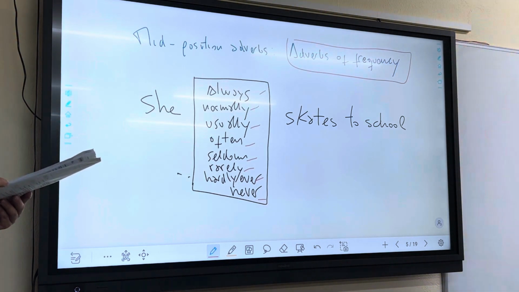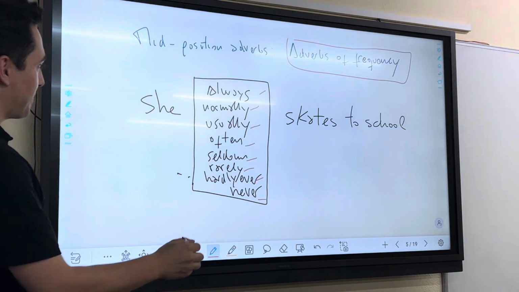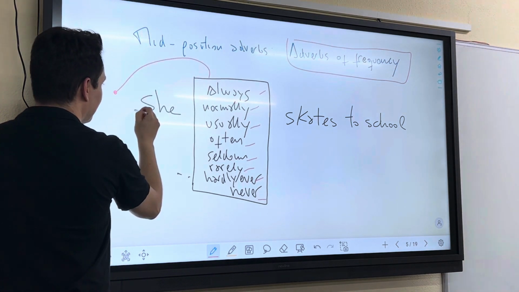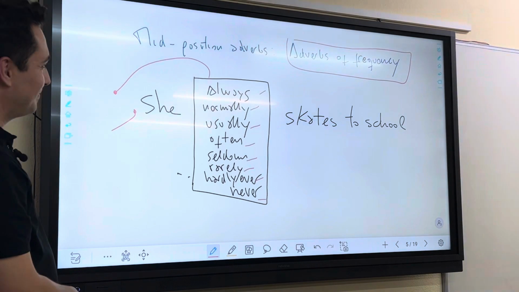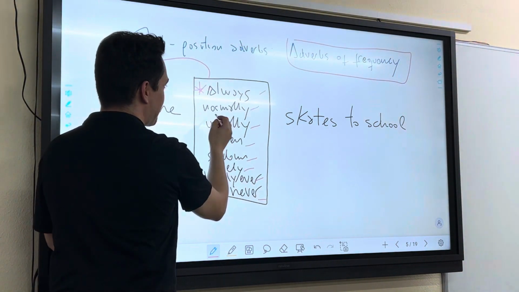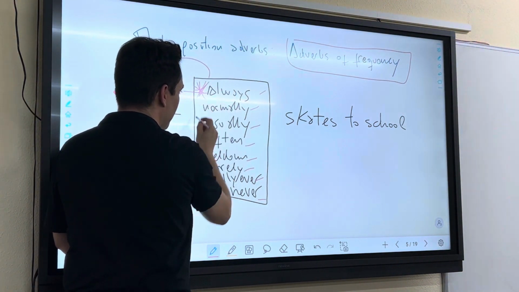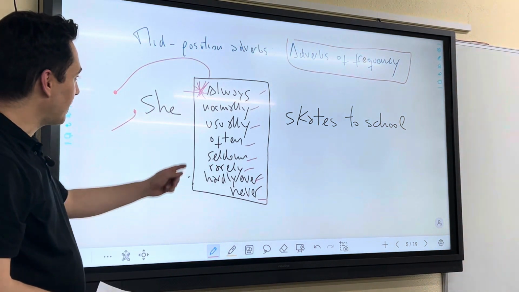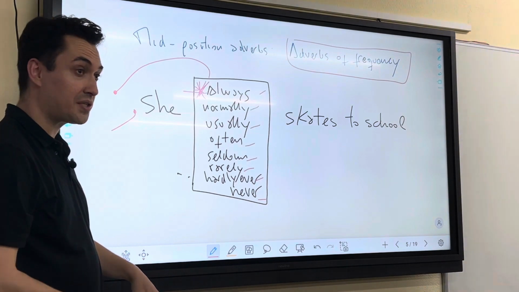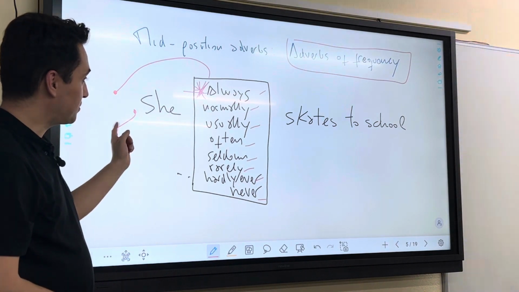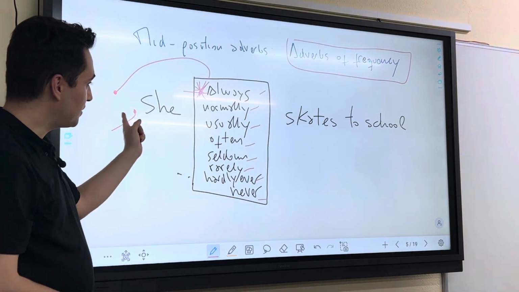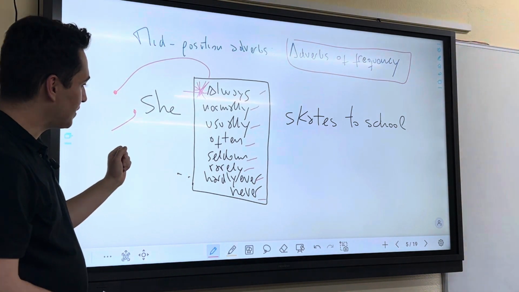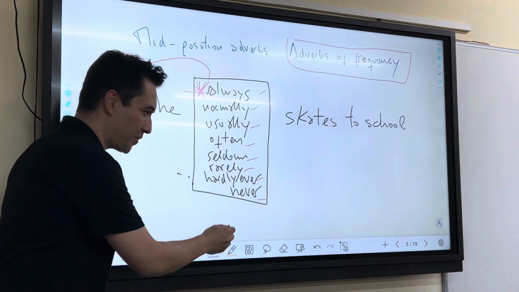Nonetheless, is there any other way? Can you place them at the beginning? Let's see what happens. "Always" sounds very weird at the beginning. No. But the rest, okay. "Normally, she skates to school." "Usually, she skates to school." "Often, she skates to school." "Seldom, she skates." "Rarely, she skates to school." "Hardly ever, she skates to school." "Never." Yeah, a little bit forced with "never."